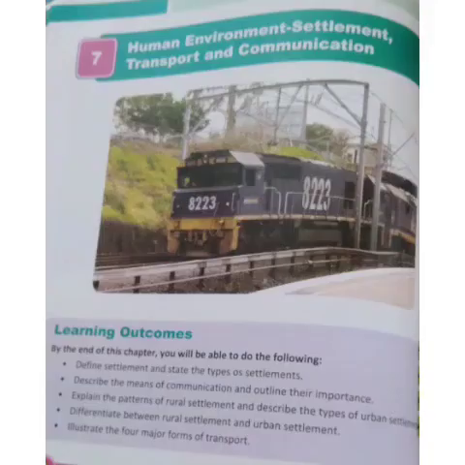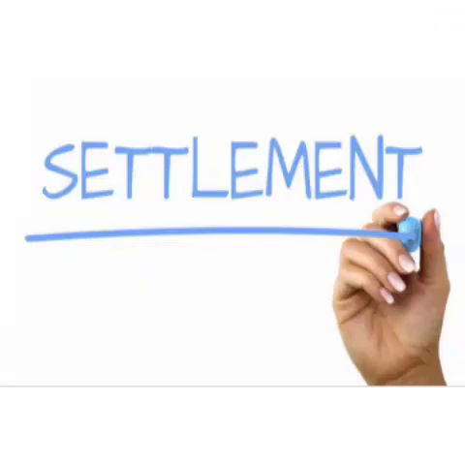So students, today we will be talking about chapter number 7 of Geography, that is Human Environment, Settlement, Transport and Communication. So let's first talk about the topic settlement in this chapter.